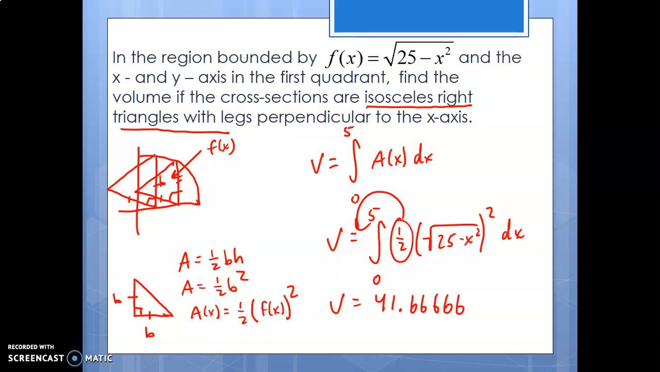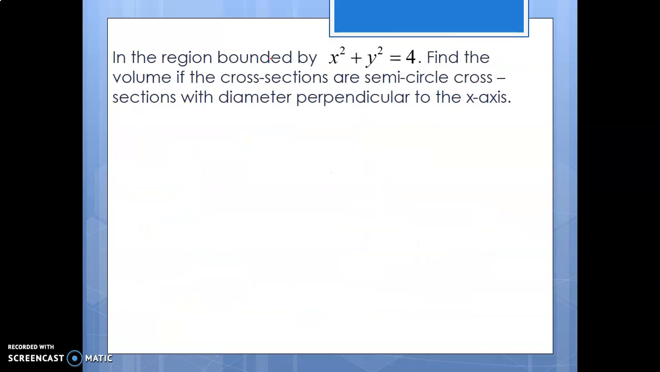And at this point in the unit, the focus should be on setting them up, and then you can use your calculator to work them out. All right. In the region bounded by x squared plus y squared equals 4, find the volume if the cross sections are semicircles, cross sections with diameters perpendicular to the x-axis.